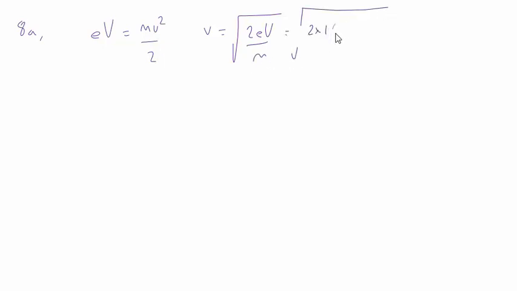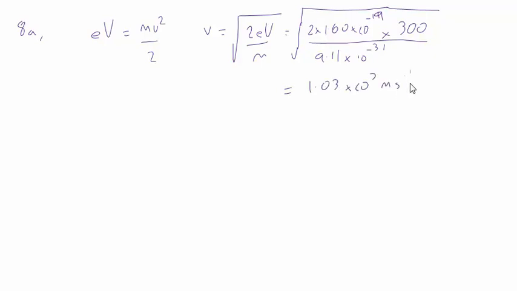Then we can put the numbers in. 2 times 1.60 times 10 to the minus 19 times 300 volts over the mass of 9.11 times 10 to the minus 31 kilograms. This gives a speed of 1.03 times 10 to the 7 meters per second, which to two significant figures is 1.0 times 10 to the 7 meters per second as required.